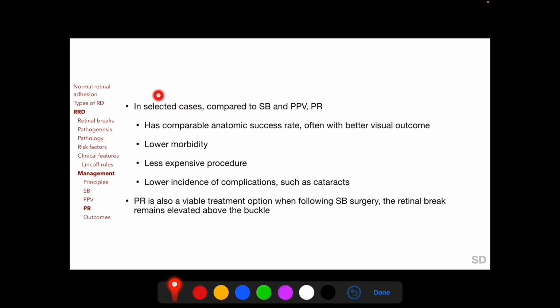In selected cases, compared to scleral buckling and PPV, PR has comparable anatomic success rate, often with better visual outcome, lower morbidity, less cost, and lower incidence of complications such as cataracts. PR is also a viable treatment option following scleral buckling surgery, when the retinal break remains elevated away from the buckle instead of being settled over the buckle.